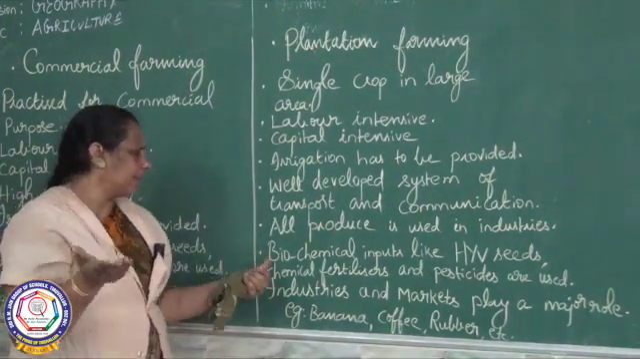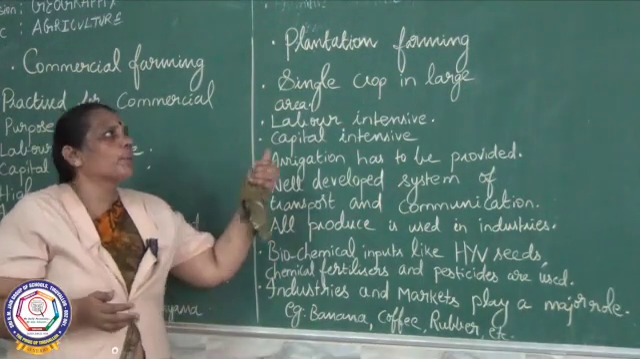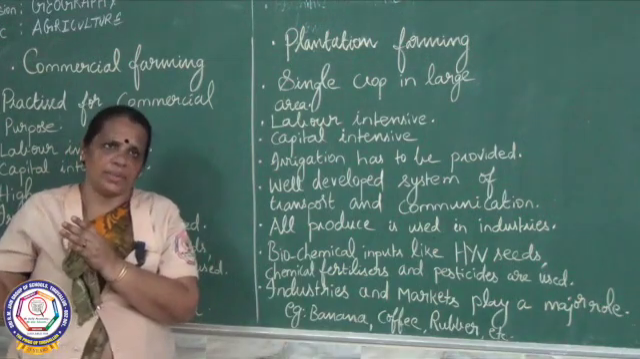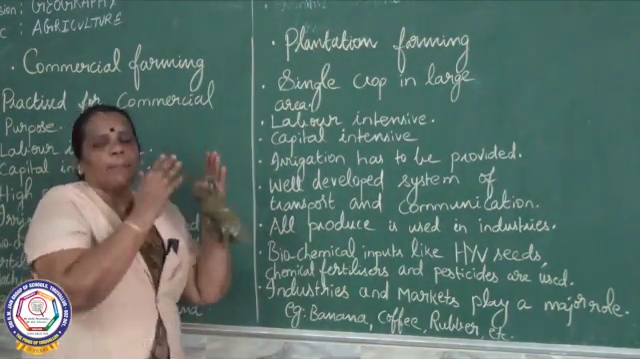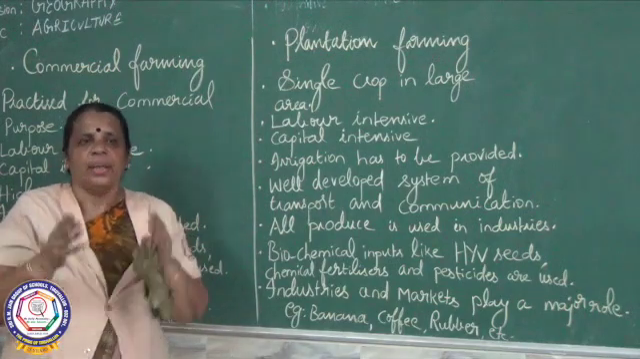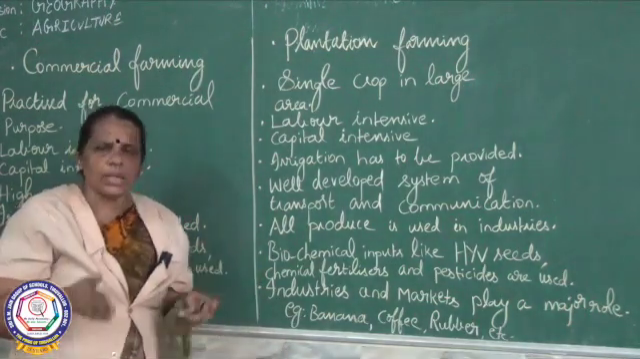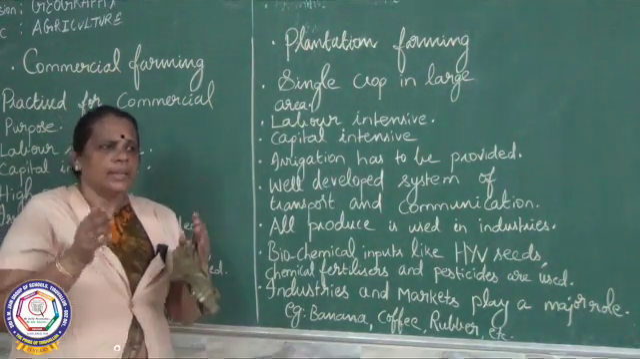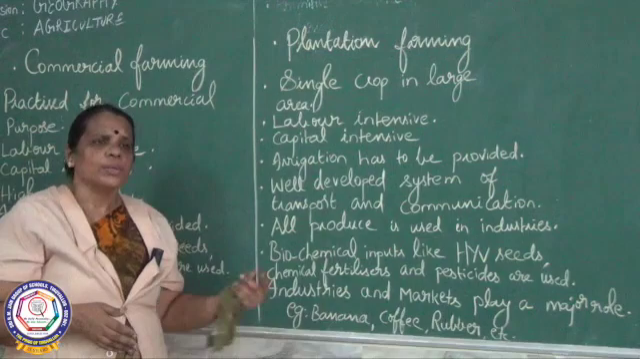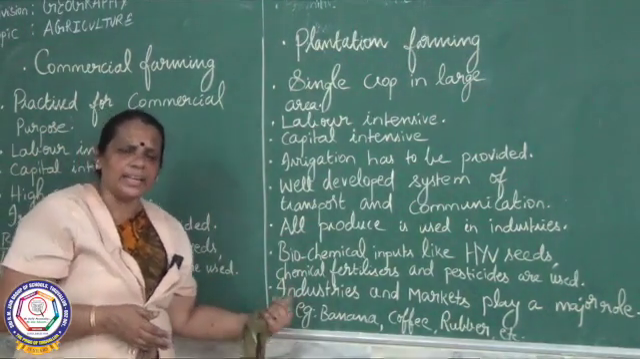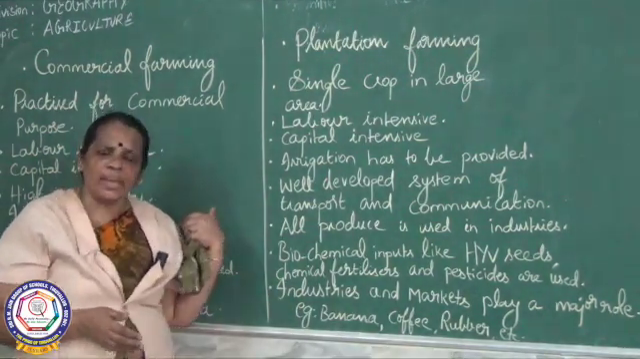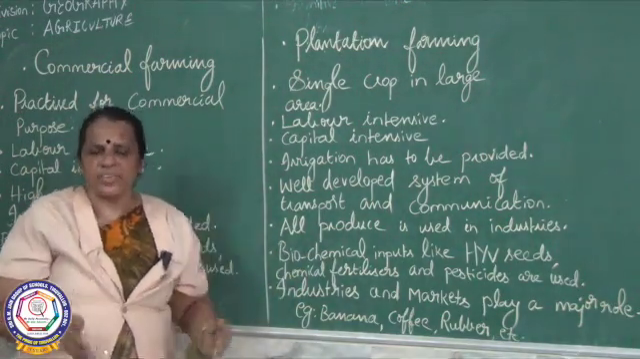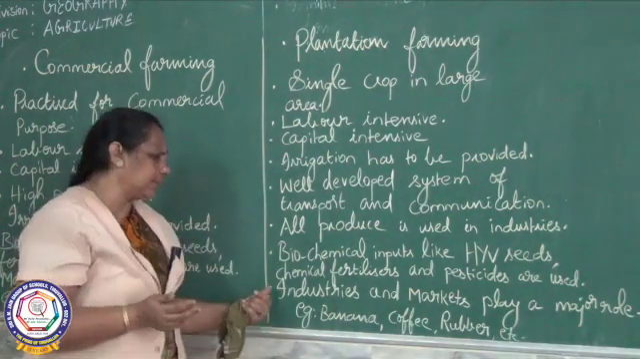And the other point is, what are the products produced in plantation farming? The products which are produced in plantation farming are used in industries. The next one, they also need biochemical inputs like HYV seeds, chemical fertilizers, insecticides, pesticides, etc. Like other types of farming, like intensive farming and commercial farming, even plantation farming requires biochemical inputs like HYV seeds, chemical fertilizers and insecticides.